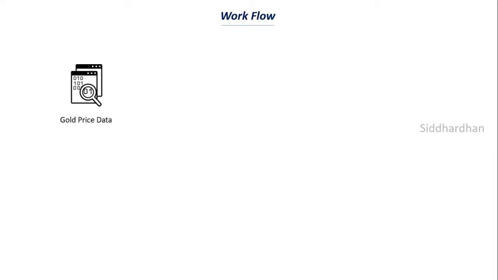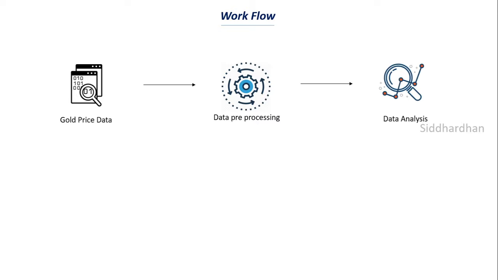Once we have the gold price data, we need to do some data pre-processing. We cannot feed this raw data to our machine learning algorithm, so we need to process this data properly. Once we process the data, the next step is to analyze the data to find which features are important and which features are correlated with each other, and use some data visualization techniques. That we will be seeing in the data analysis part.